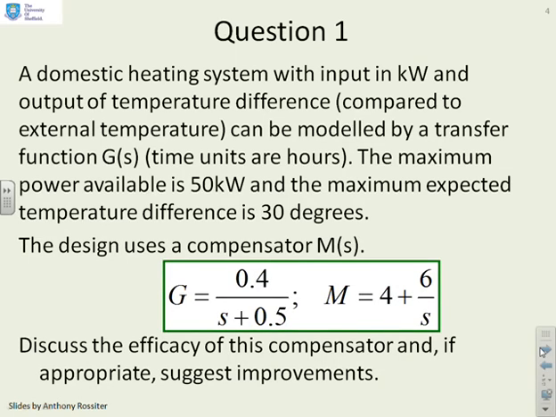So question 1. A domestic heating system with input in kilowatts and an output of temperature difference compared to the external temperature can be modelled by a transfer function G of s, and you'll see G of s is given here, and the time units are hours. The maximum power available is 50 kilowatts, and the maximum expected temperature difference between what you want inside and the outside is 30 degrees. Now we're going to propose a PI compensator, M equals 4 plus 6 over s. And what we want you to do is to discuss the efficacy of this compensator and, if appropriate, suggest improvements. And please do use Matlab to check your working. So now's the time to pause, and I will go on and look at some possible answers.